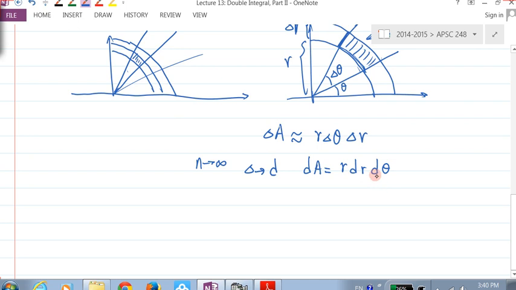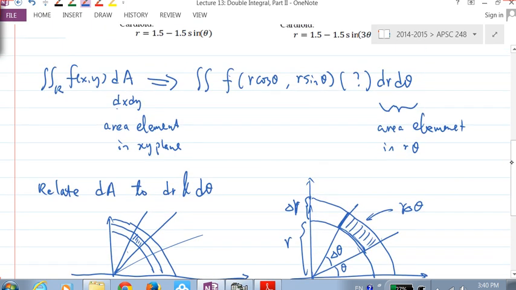So there we go, right? This is what we're looking for. What's the connection between dA and dr, d theta? The small area element in polar coordinates is r dr d theta. So back to this general formula here. What should I put here to replace the question mark? Exactly, just the r here.